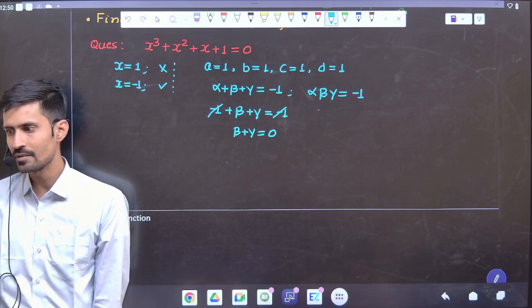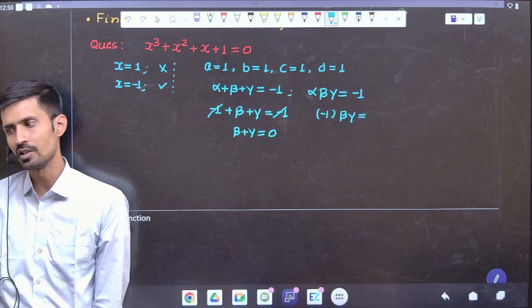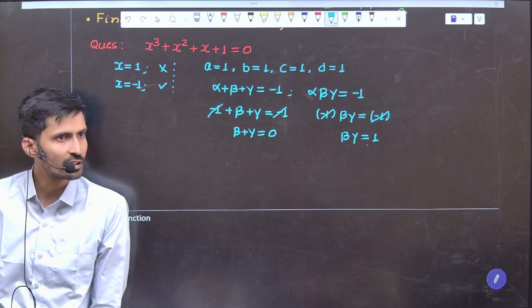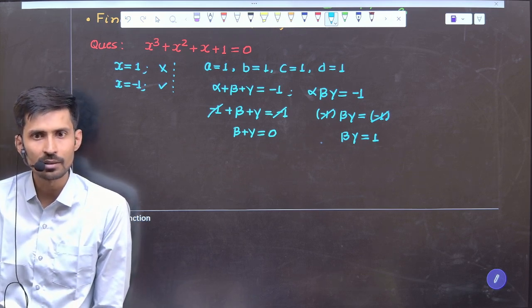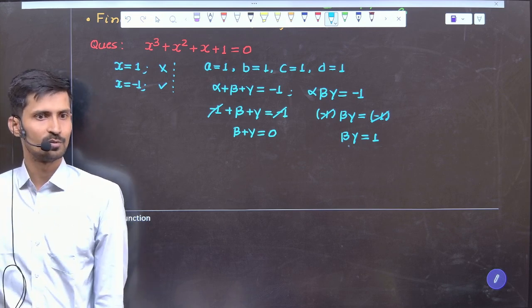Now, here alpha will put minus 1. Minus 1 into beta into gamma is equal to minus 1. Minus minus will get cancelled on both sides and we will get beta into gamma is equal to 1. It means for the other two roots, beta and gamma, their sum is 0. Product is 1. Their sum and product we know.